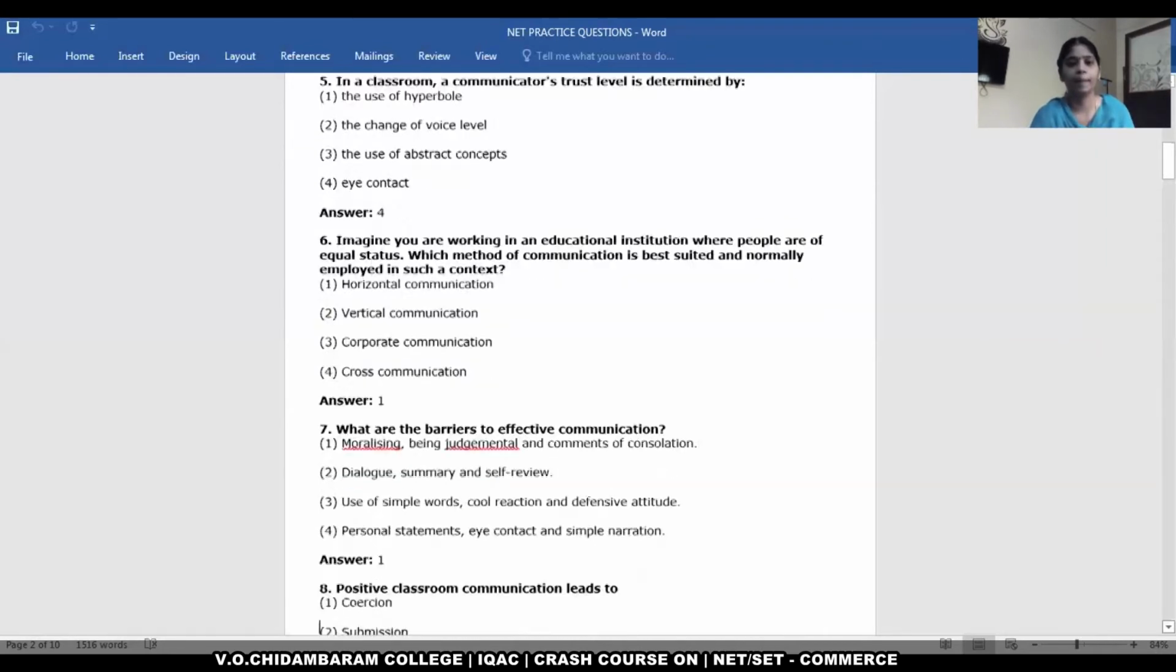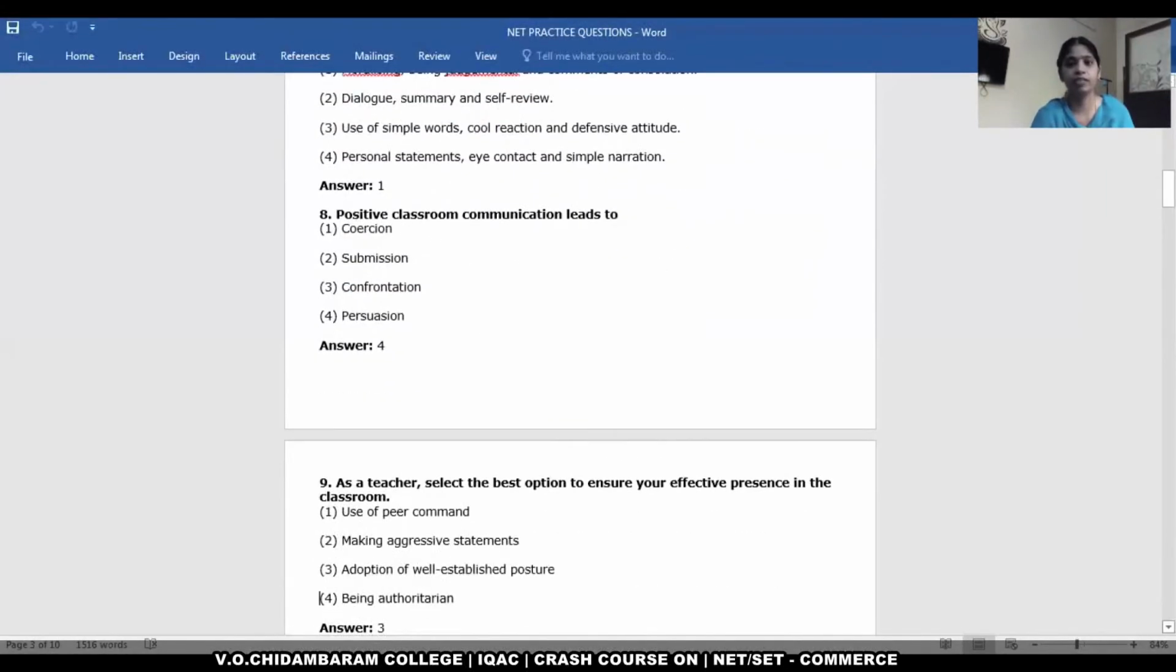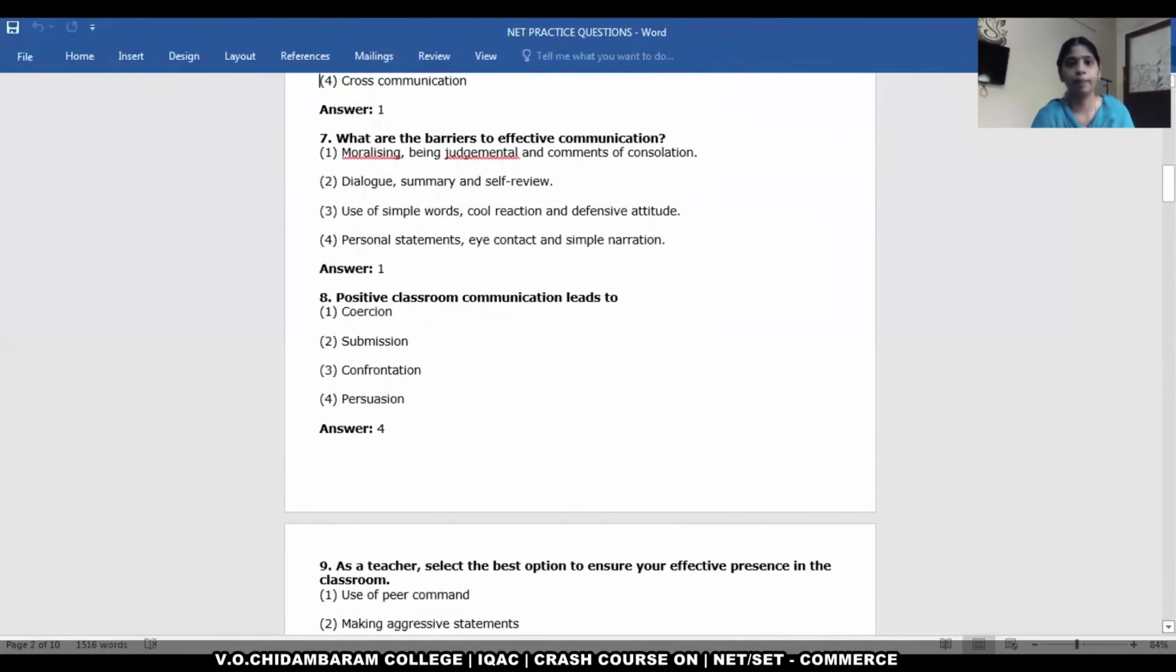Now the next thing is, what are the barriers to effective communication? So we all know what is meant by barrier. Barrier is something that influences effective communication. Look at the 4 options and try to answer me properly. Moralizing, being judgmental, and comments of consolation. So moralizing means being judgmental, same thing. Commenting on what is right, what is wrong. Whenever you communicate to someone, if you go on saying this is right, this is wrong, that is not right, right? Comments of consolation, you know what is meant by comments of consolation. So being judgmental, moralizing. So that is the first option.